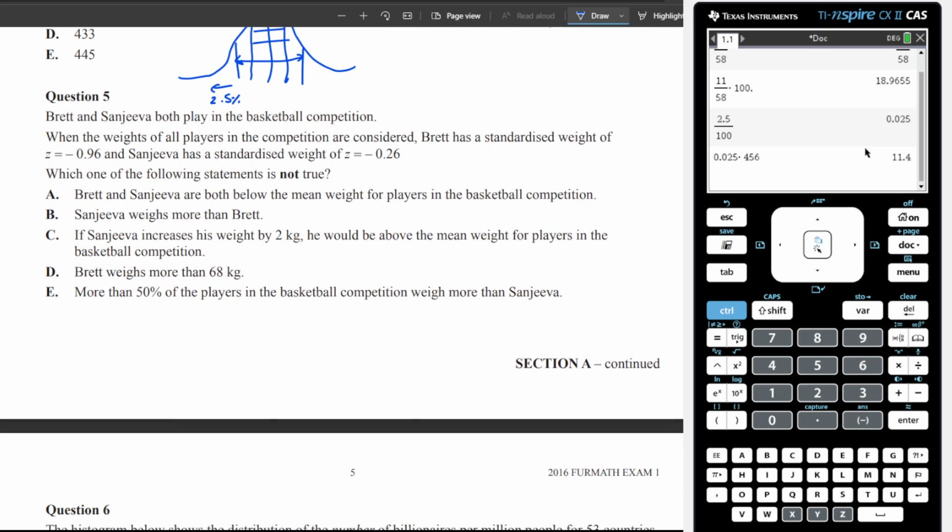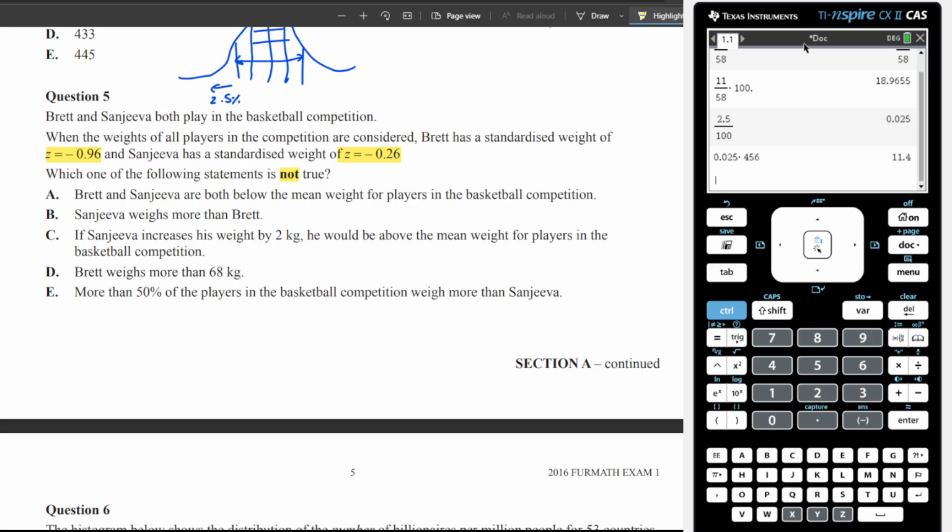Okay, let's have a look at question 5, which again is going to be related. Brett and Sanjeeva both play in the basketball competition. When the weights of all players in the competition are considered, Brett has a standardized weight, a z-score, of negative 0.96, and Sanjeeva has a z-score of negative 0.26. Which one of the following statements is not true? Okay, you can see they've highlighted the word not, and the reason I've highlighted it again, they've put it in bold and I've highlighted it, is because it's very easy.